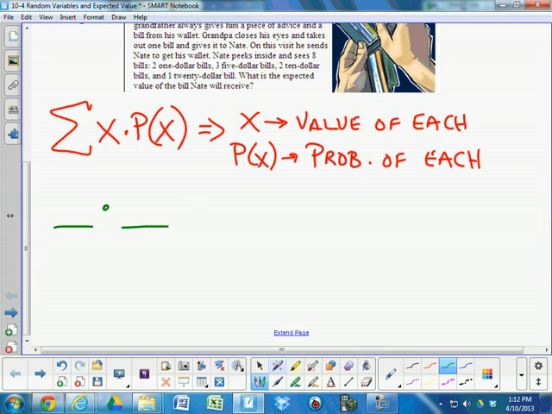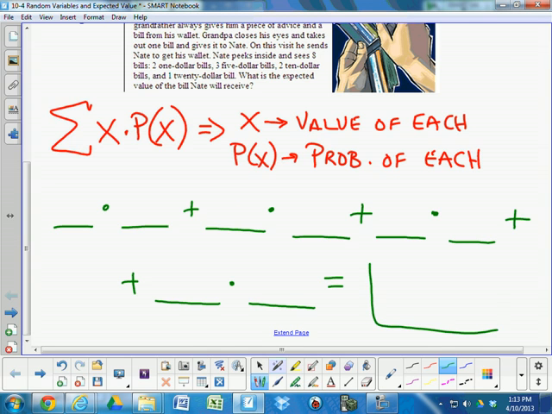So it's going to be like this. Something times something plus something times something plus... how many different bills are in grandfather's wallet? 4. Well, how many different types of bills? 4. Something times something equals the expected value of this situation. So what's the value of a $1 bill? $1 times, what's the probability that he'll randomly select a $1 bill? Well, there are 2 of them out of 8 bills.